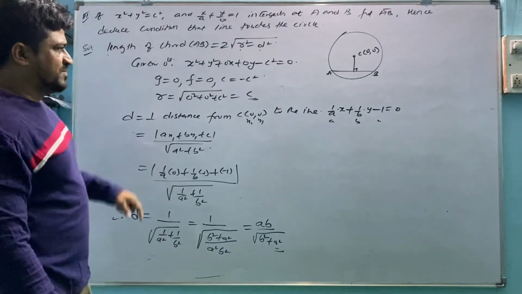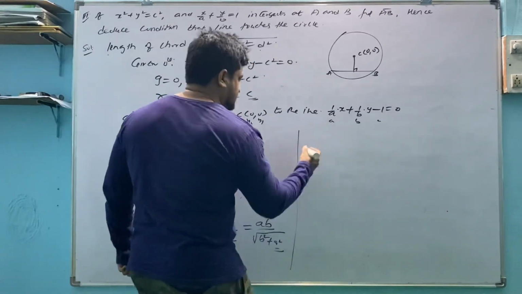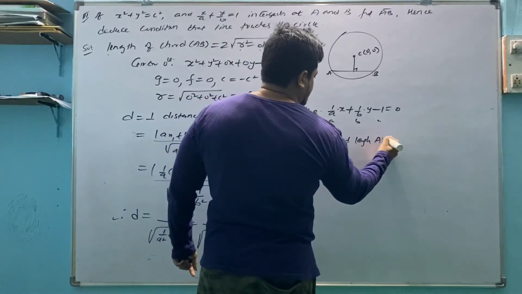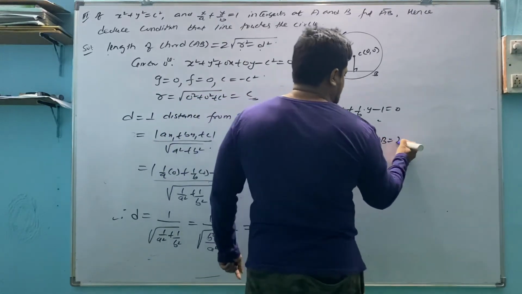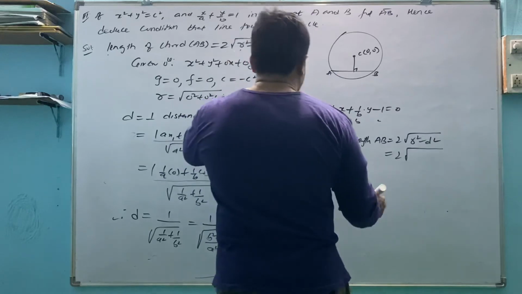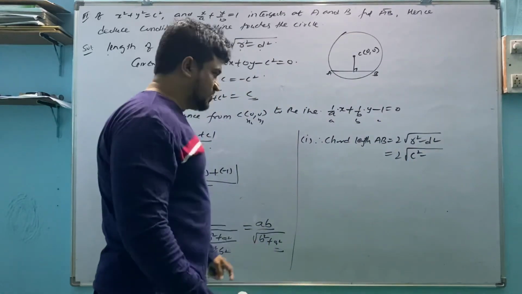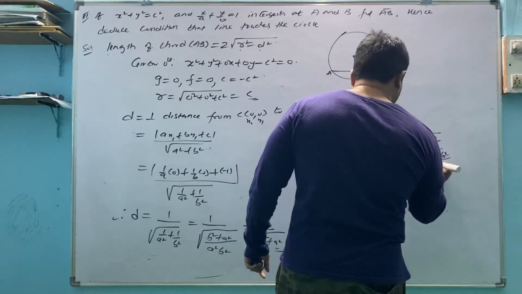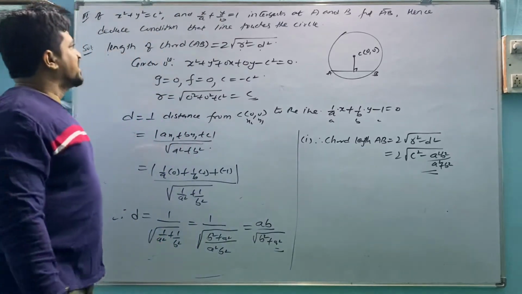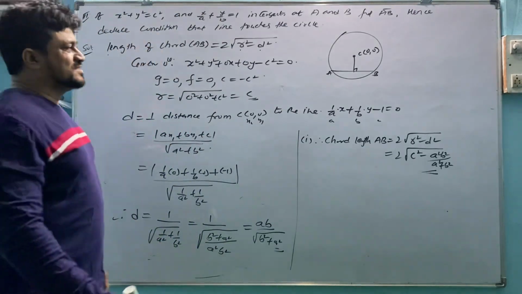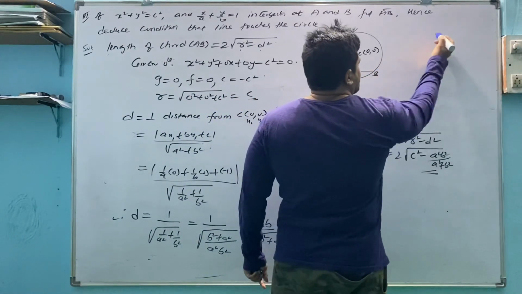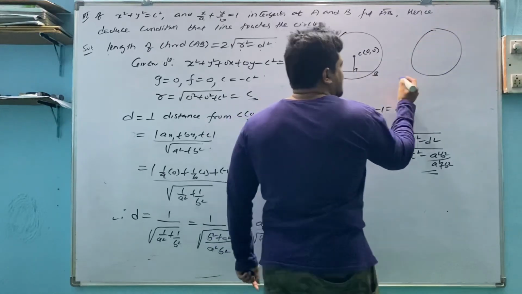What have they asked us to find? AB. Therefore, chord length AB equals 2 root of r square minus d square. 2 into root over r square, c square, minus d square. Whatever d we got, square we have to take. But what is the second bit they have given? Hence deduce the condition that the line touches the circle. This is the case we got, AB value we got. But we have to deduce the case that the line is not intersecting, it touches the circle.